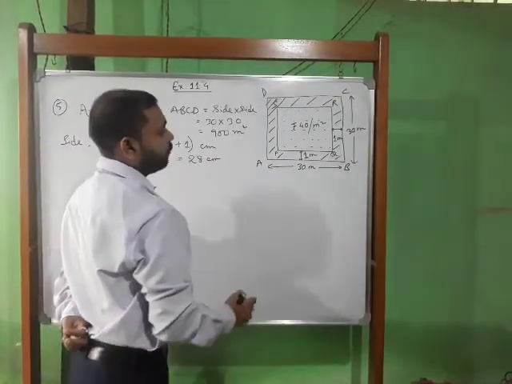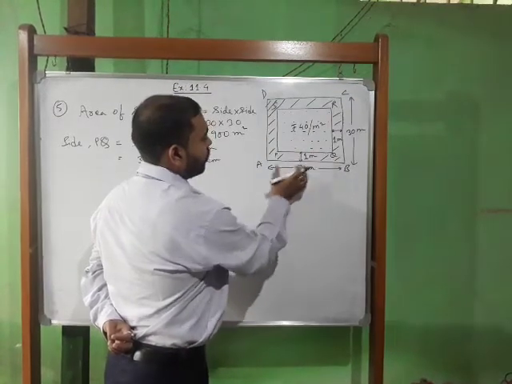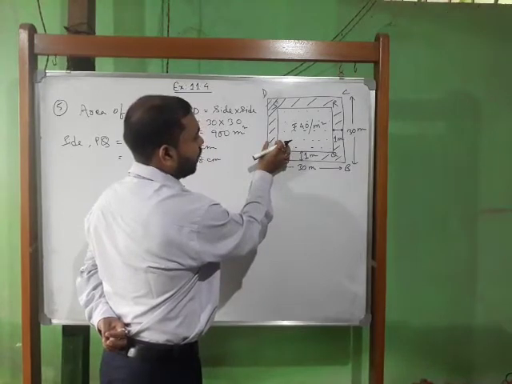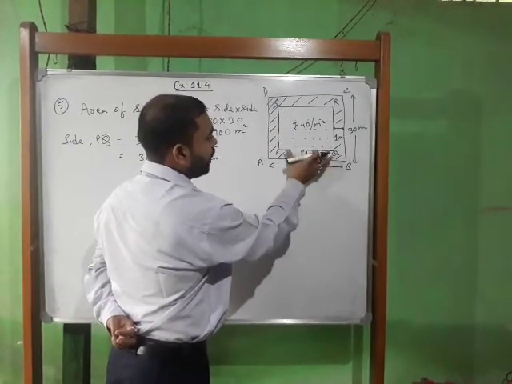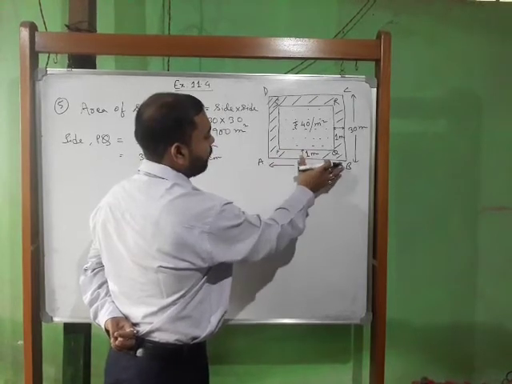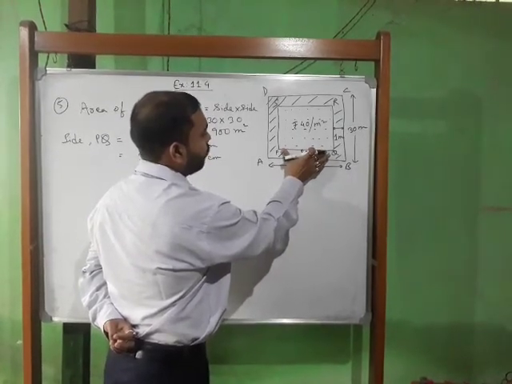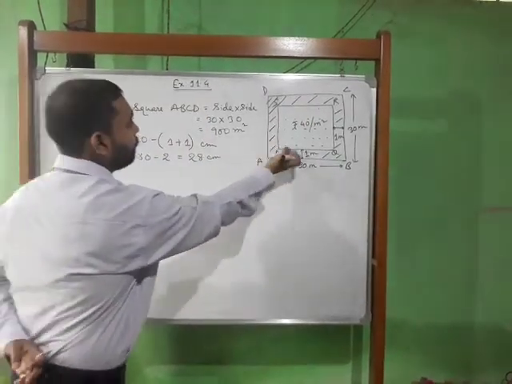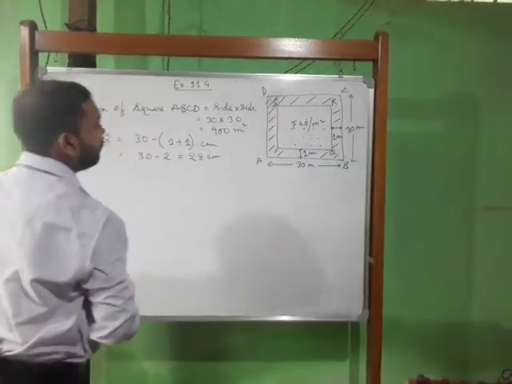So how have we calculated this? As you can see, we have to find PQ. AB is 30 and from both sides 1 meter is reduced, so that is 2 meter reduced. So from AB if I subtract 2, we can calculate the length PQ, and in a square all the sides are equal. So if I find PQ, we can say RQ, RS and SP will all be equal.